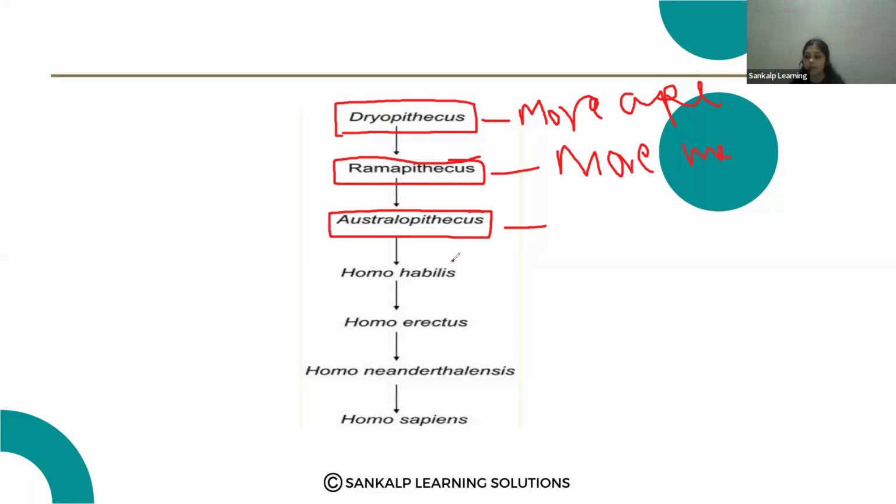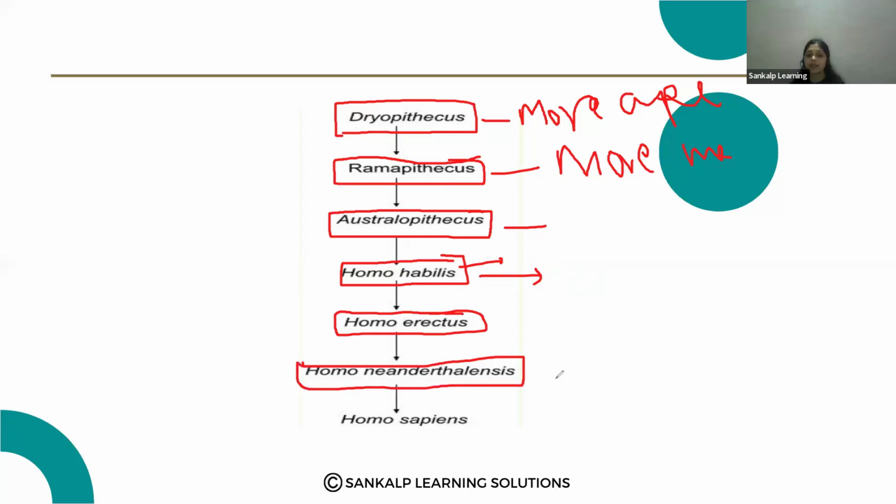Then Homo habilis. So these are the first man-like, which are Homo habilis, having more man-like character. Then Homo erectus, their brain capacity, and Neanderthal man, brain capacity is 1400 cc.